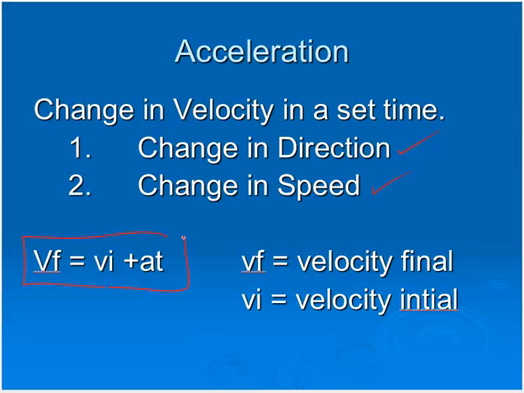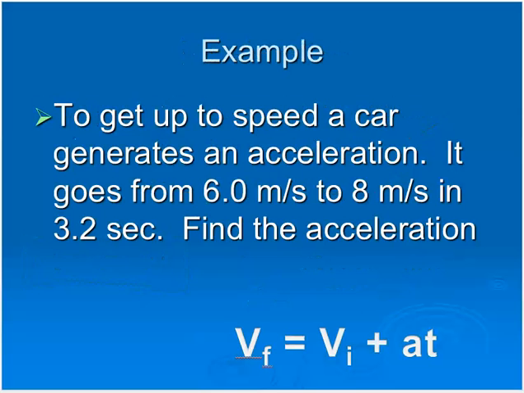And then of course right here is our equation. VF equals VI plus AT, where VF is the final velocity, VI is the initial velocity. Okay, in this problem, to get up to speed, a car generates an acceleration. It goes from 6 meters per second. So this right here is our initial velocity. To 8 meters per second. So 8 meters per second is the final velocity. And it does it in 3.2 seconds.